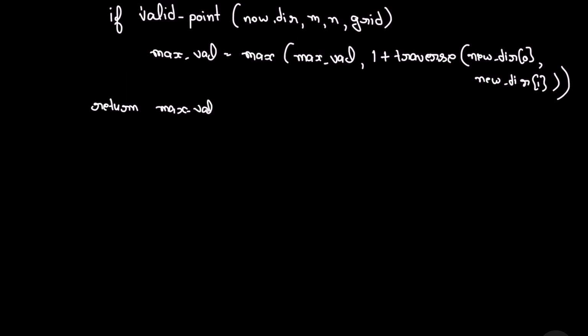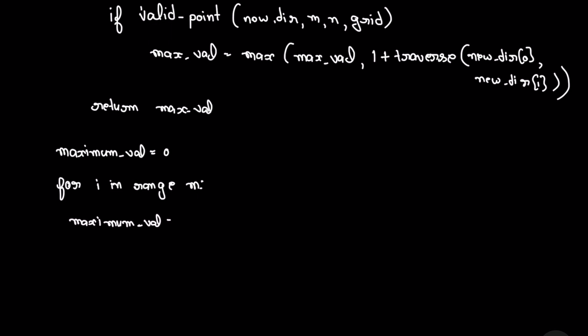Let's see, I create another variable that I'm calling maximum value. Let's say I initiate it with 0. Iteratively, for i in range of M, basically I want to move over all the rows. Now what I do is maximum value is equal to, again the same thing that we did last time, max of maximum value or traverse. Here I'm not doing any addition of 1, because here it's the first row itself.